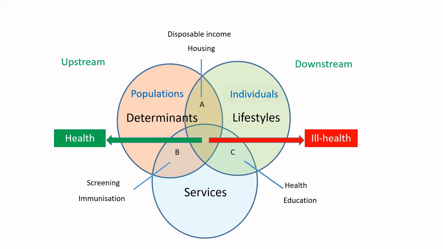Services can interact either at a population level, for example screening or immunization programs, or at an individual level through health education or proactive individual clinical management plans. The interaction between determinants and lifestyles can be represented by the interaction between macroeconomic and microeconomic factors. For example, living on a minimum wage limits your choices for nutrition or leisure. Likewise, quality of housing or overcrowding may limit choices for healthy lifestyles.